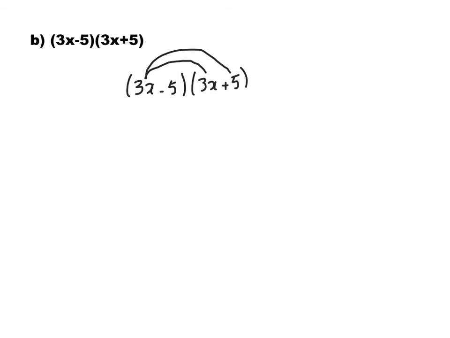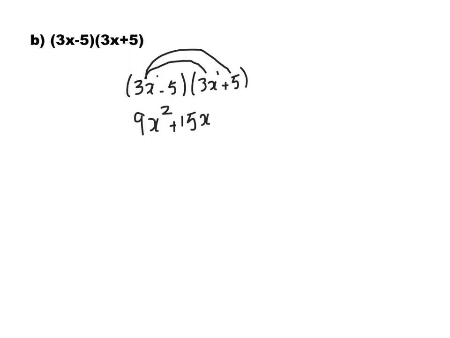3x times 3x gives me 9. Remember, the exponent here is 1, the exponent here is 1. They have the same base, so add the exponents. 1 plus 1 is 2, so it's 9x squared. Then 3x times 5 gives me 15x.